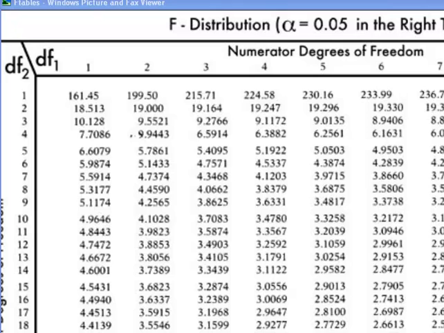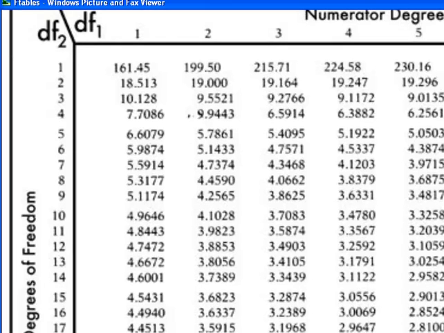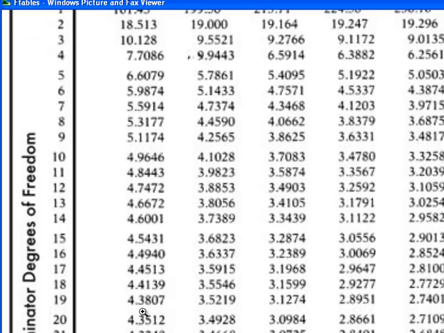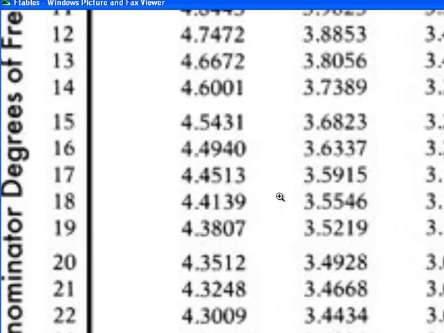First off, along the columns, we have degree of freedom 1. So we're looking at this column here, degree of freedom 1 and degree of freedom 2. Degree of freedom 1 equals 1, and degree of freedom 1 equals 2. Essentially the first two columns we're looking at. Then we scroll down to row 18. The numbers are 4.41, and in the first two columns, 4.4139 and 3.5546.